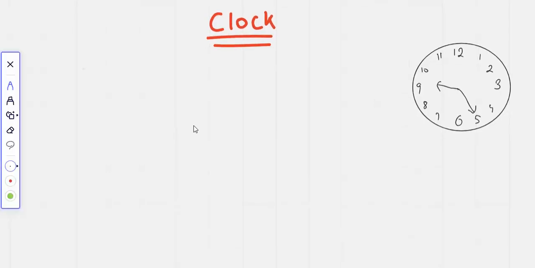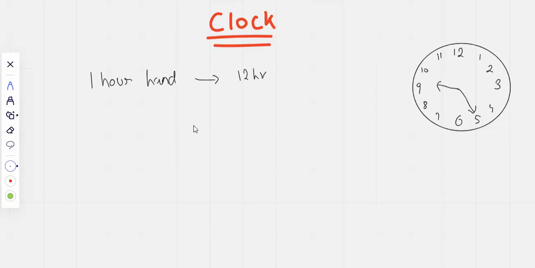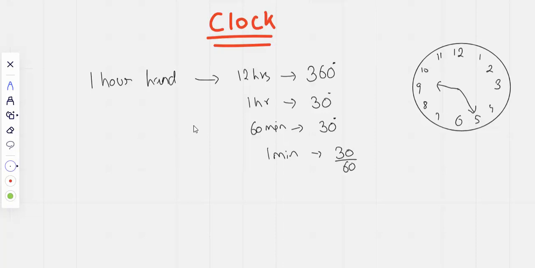So let's begin the concept. As we know, the hour hand takes 12 hours to complete 360 degrees. So in 1 hour it will be completing 30 degrees. That is, in 60 minutes it will be completing 30 degrees. So in 1 minute the hour hand will be covering 30 by 60 degrees, that is half a degree.